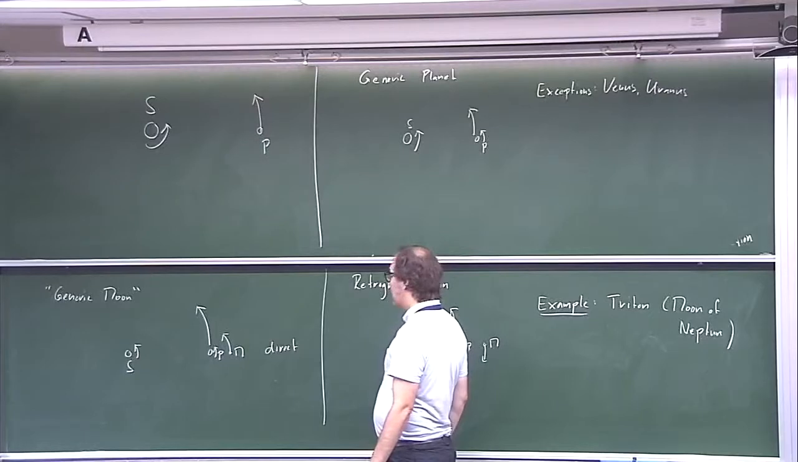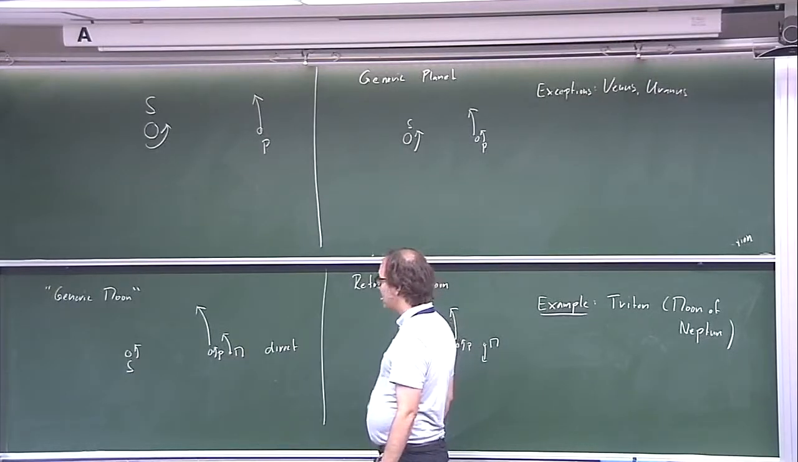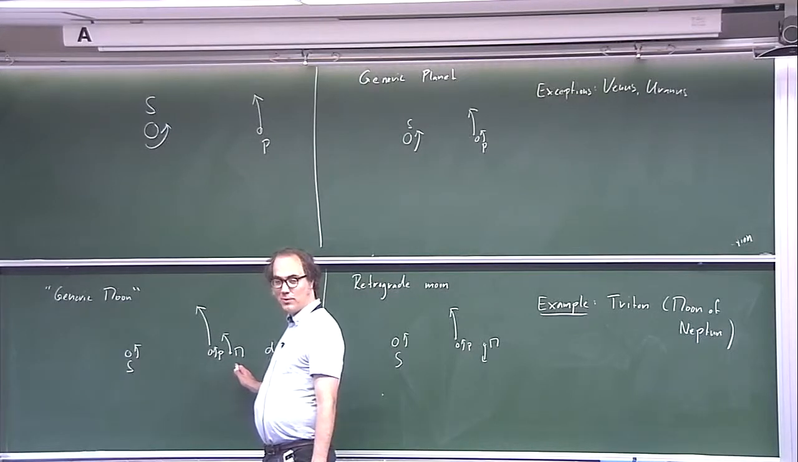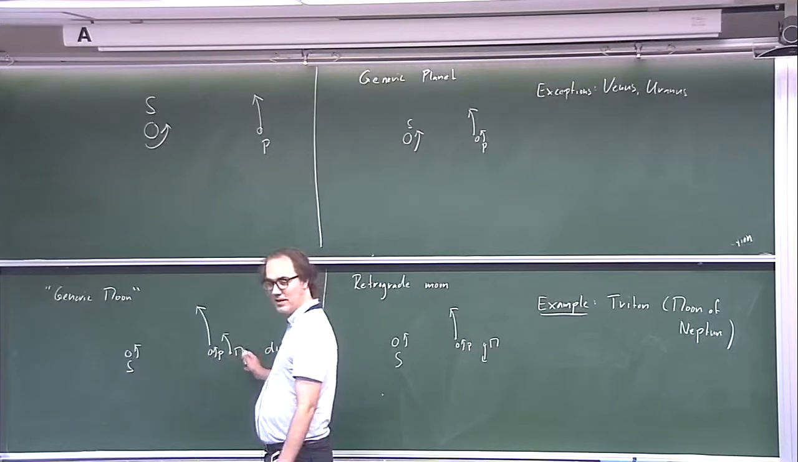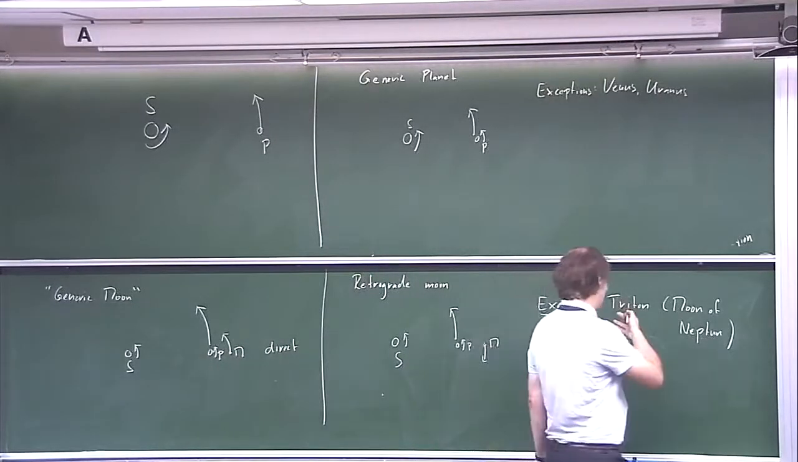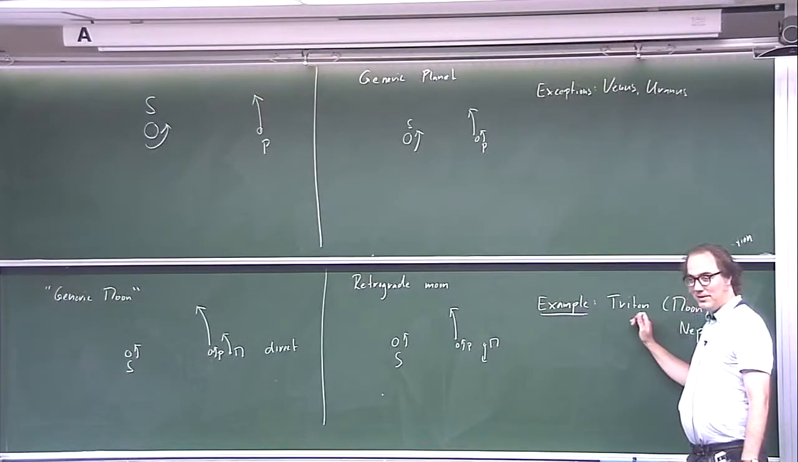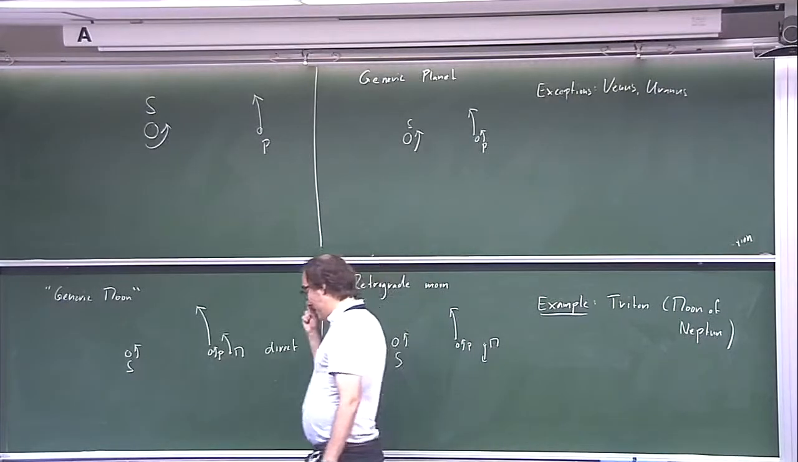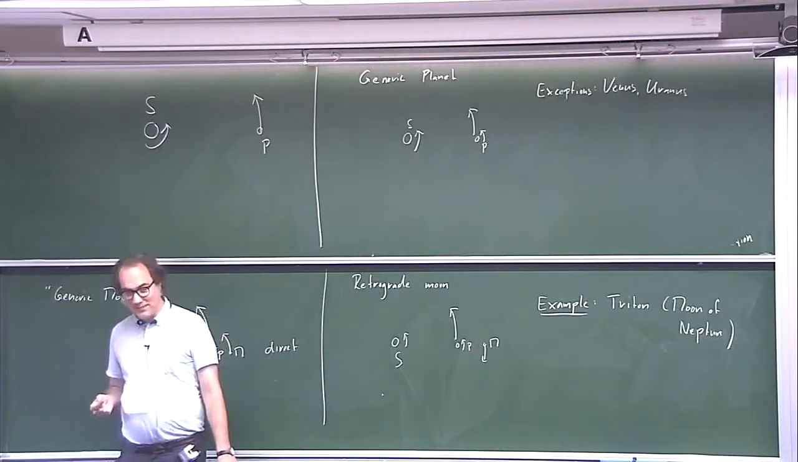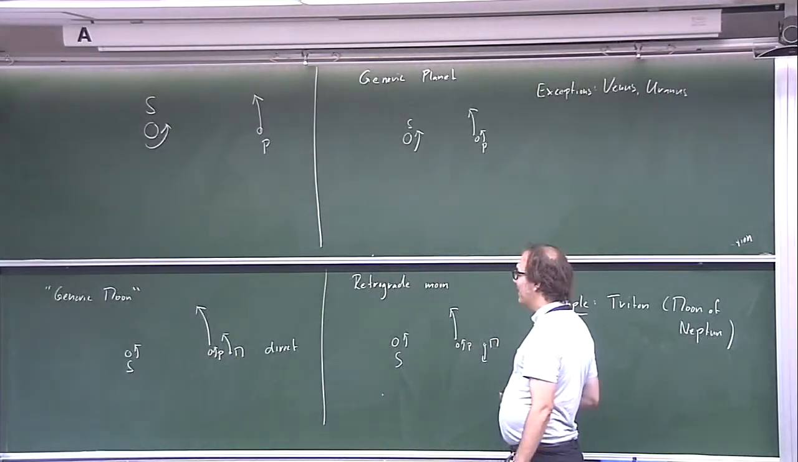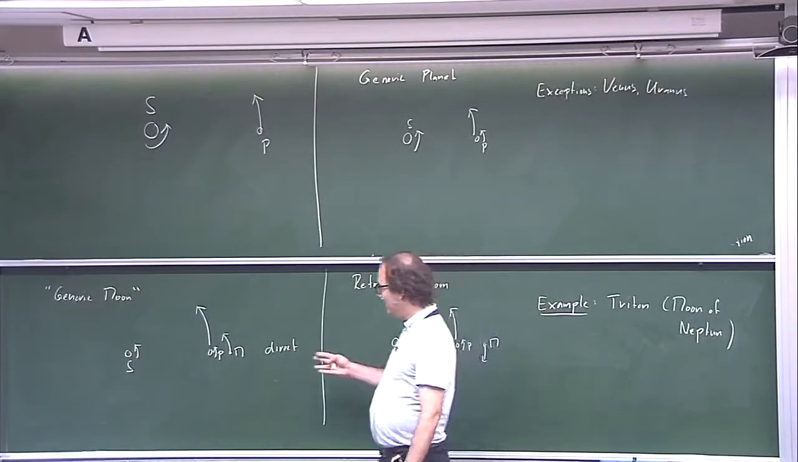But you see, for astronomers, direct orbits are much more important than retrograde ones. So more moons are direct than retrograde. So except maybe if you're really a fan of Triton, you want to study a retrograde moon. Mathematicians are a bit different.